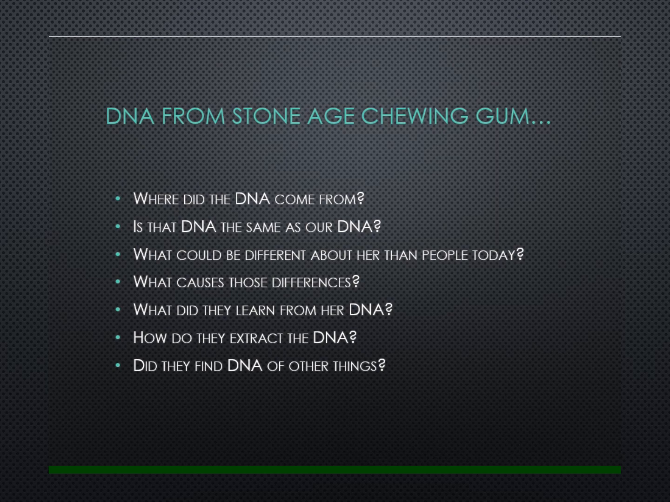So is that DNA the same as our DNA? What could be different about her than people today? What causes those differences? What did they learn from her DNA? How do you think they extract DNA? And did they find DNA of other things from that chewing gum? So based off of what we just went through on these slides, and based off of that reading, what kind of connections can you make to answer these questions?